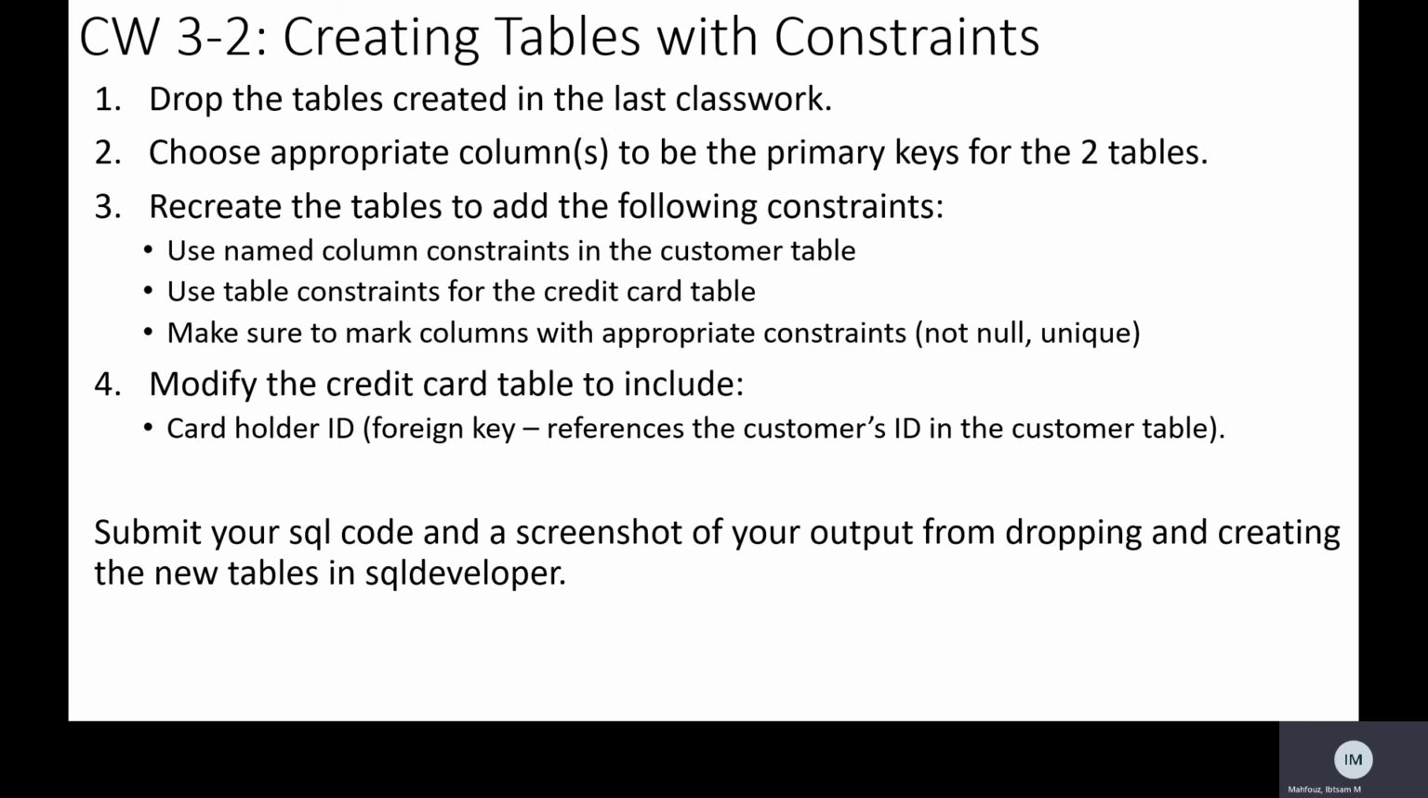And what I want you to do for this classwork is to drop the tables that you've created in the last classwork assignment, because you're going to be creating them again, but by adding more information. So the first thing is you're going to choose appropriate primary keys for the two tables that you created in the first classwork, 3.1. And then you're going to recreate the tables with those primary keys. You're going to use the named column constraints in the customer table. You're going to use the table constraint for the credit card table, and make sure that all your columns have appropriate constraints: unique, not null, default.